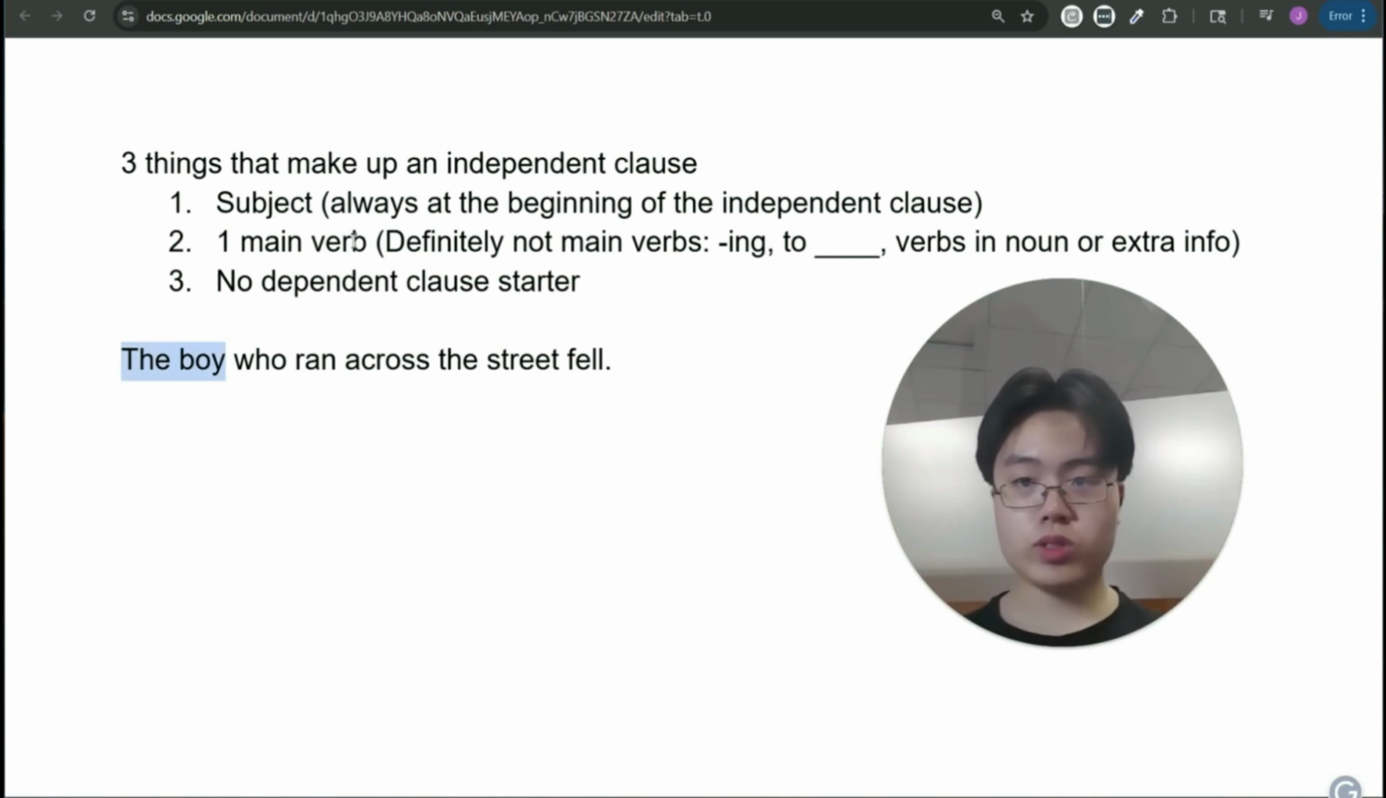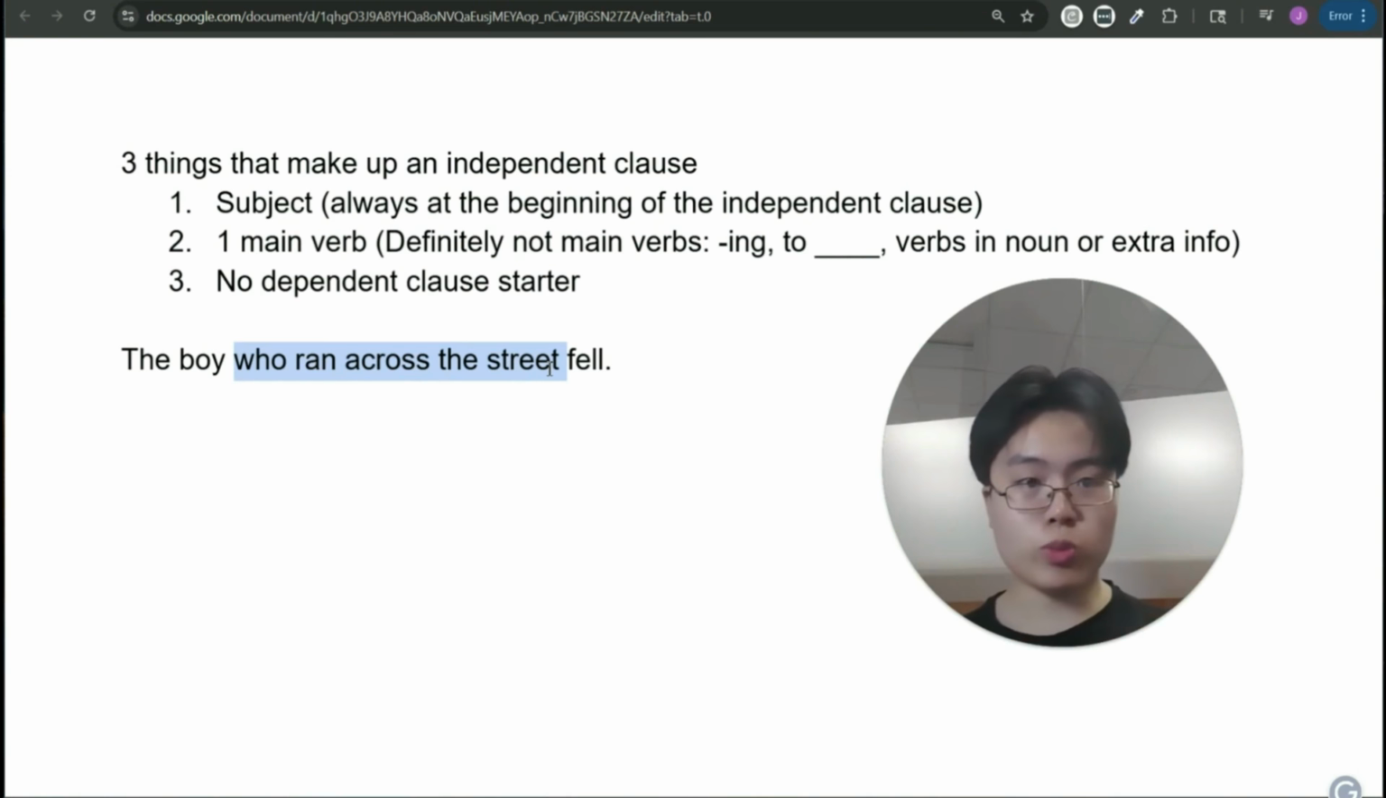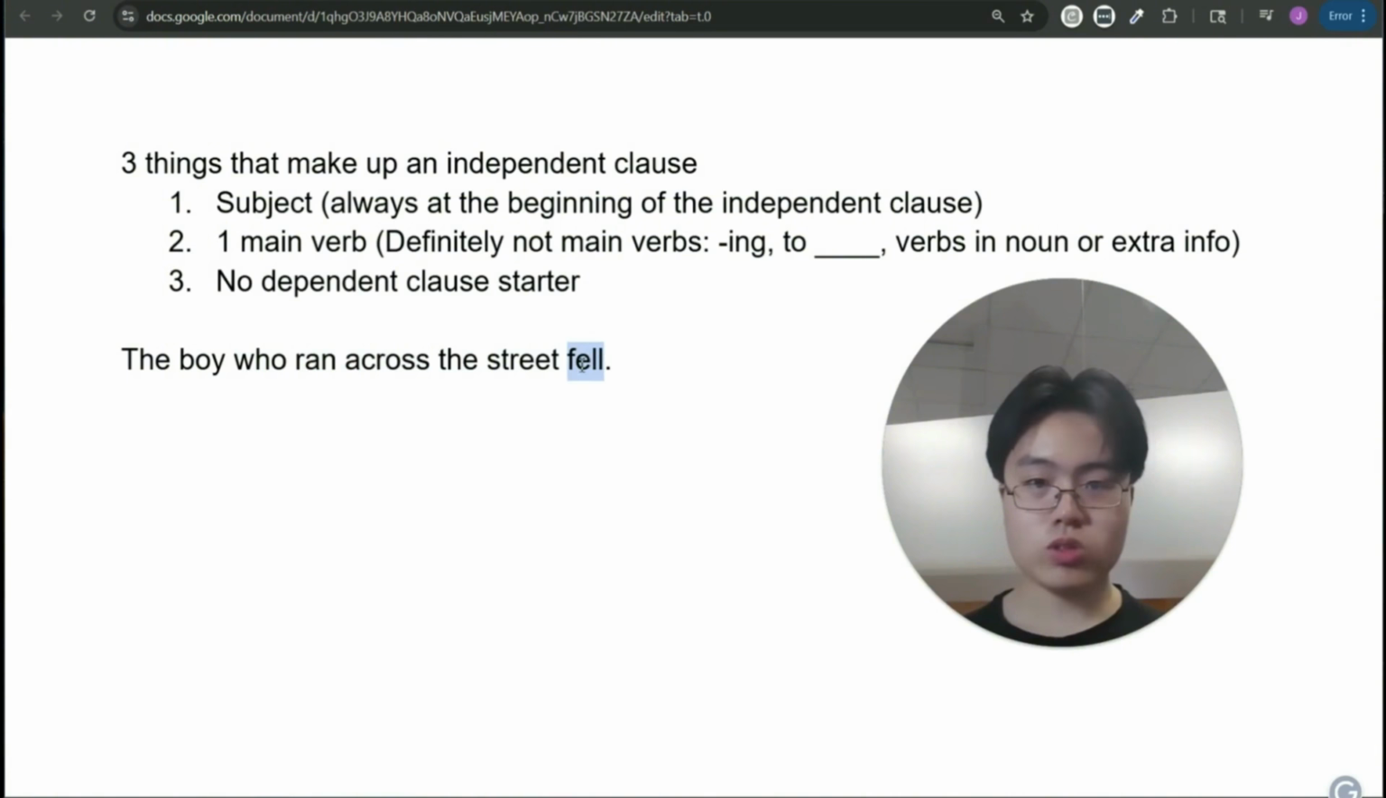I call it a main verb because it's the main action the subject does. Notice that there are 2 verbs in the sentence, ran and fell. What is the main action the boy's doing? Hopefully you just understand the sentence. You can tell it's fell. What did this boy do? They fell. "Who ran across the street" is more extra information about the boy, to tell you which boy it was. But what did the boy actually do? They fell. So fell is the main verb here, the main action the boy did.